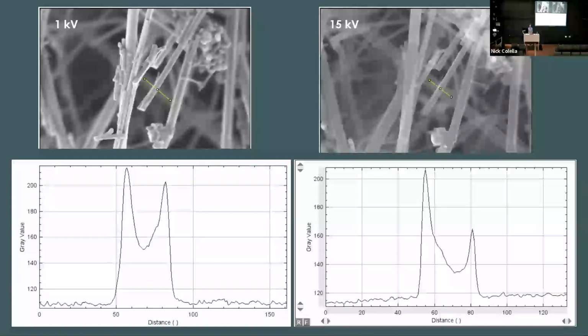But in the low voltage, we can see that the surface texture is a lot more evident, right? So we kind of see this textural element on the surface of the individual tubes, whereas at the higher voltage, they're effectively transparent to the electron beam. So balancing that out, depending on which type of information is most important for a given sample and a given project, can go a long way to selecting an appropriate acceleration voltage.